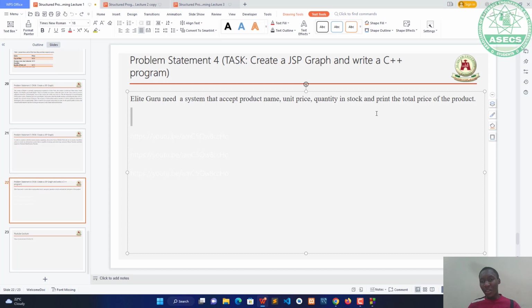So I guess the total price of the product should be what? In stock, what we have in stock is what? 1 million naira. But this is just offhand. Let's just try and create the JSP graph and the C++ program.